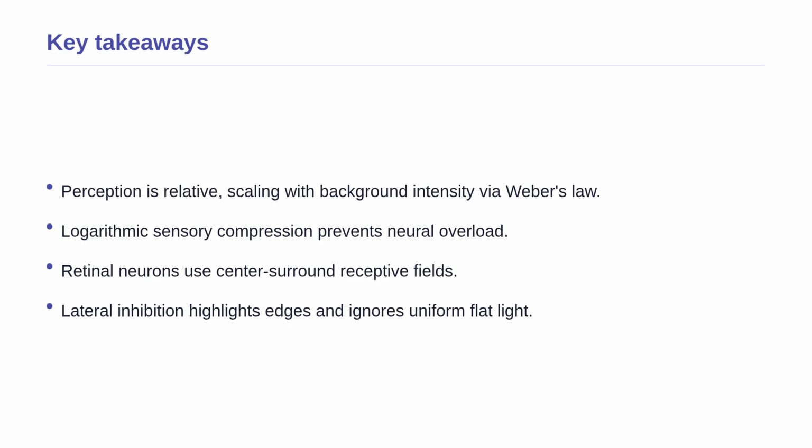Finally, we explored how retinal neurons use center-surround receptive fields and lateral inhibition to filter out flat, uniform light and highlight the edges of objects. You now understand the fundamental biological and mathematical steps of how we perceive the complex world around us. Great job!